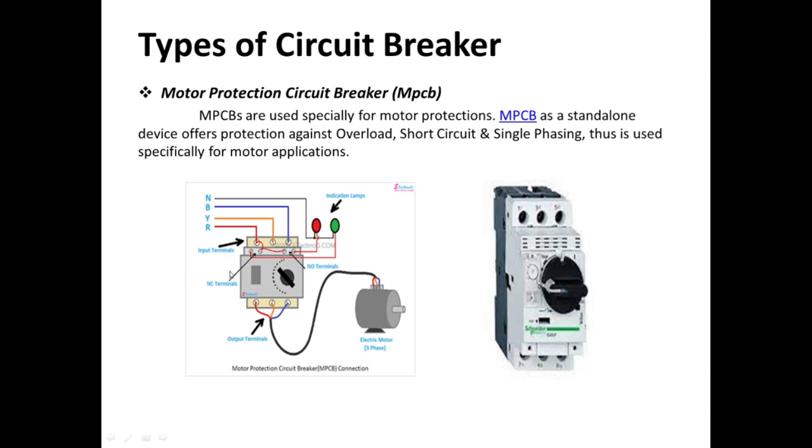Displaying the diagram. This is a three-phase load and the neutral, then the NC terminals. These are the output terminals going to the three-phase electric motor, and this is the kind of motor protection circuit breaker. It has a rotating mechanism.